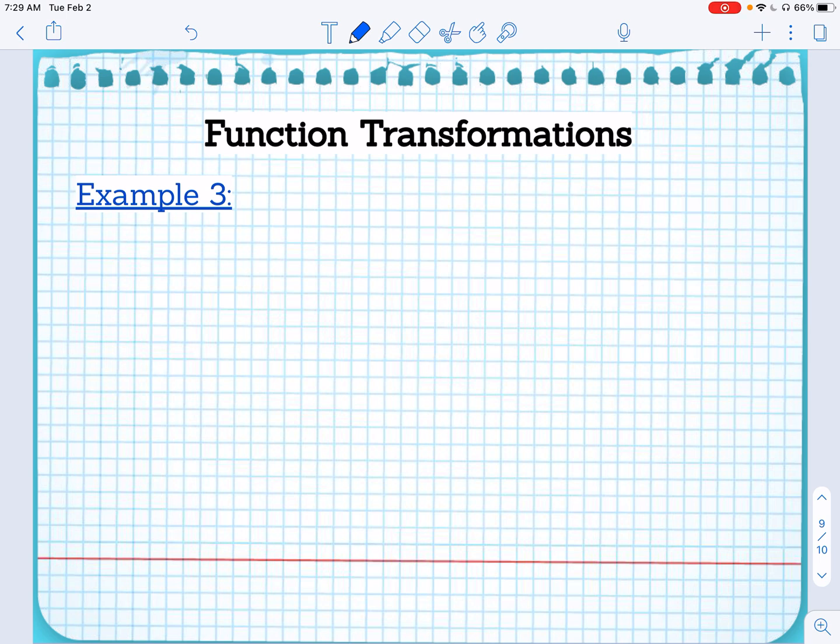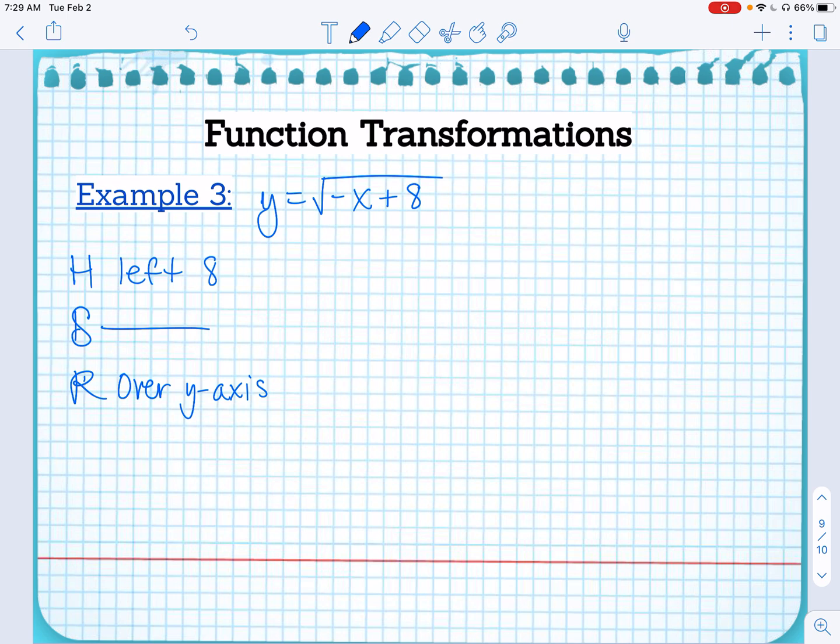Let's do y equals the square root of negative x plus 8. So my horizontal shift is left 8. There's no stretch. My reflection is over the y-axis because the negative is inside the grouping symbol, and then there's no vertical shift. So I'm going to start by making my parent function.